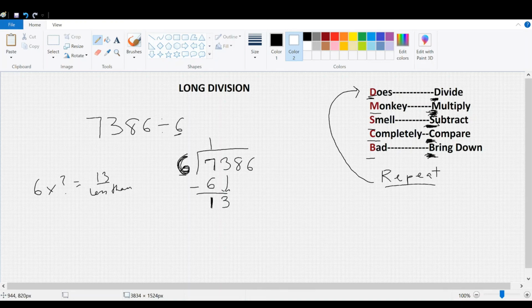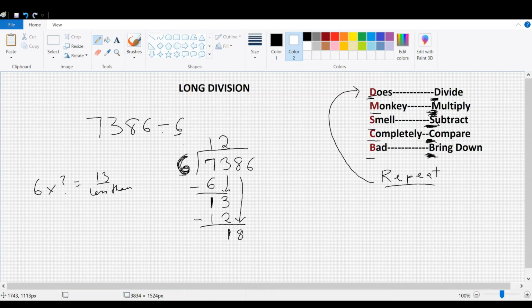I know it should be 2. So we're going to write 2. Then we move on to multiply. 6 times 2 is 12. Subtract. 13 take away 12 is 1. Now compare. Is 1 less than 6? Yes, it is. Now we move on to the next step, which is bring down. The next available number is 8.